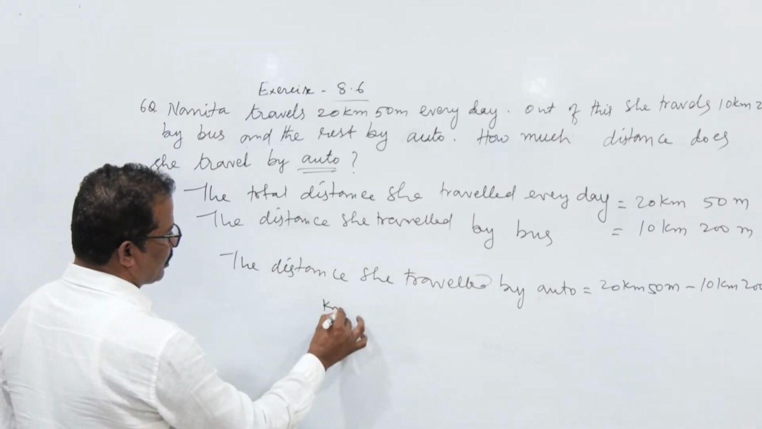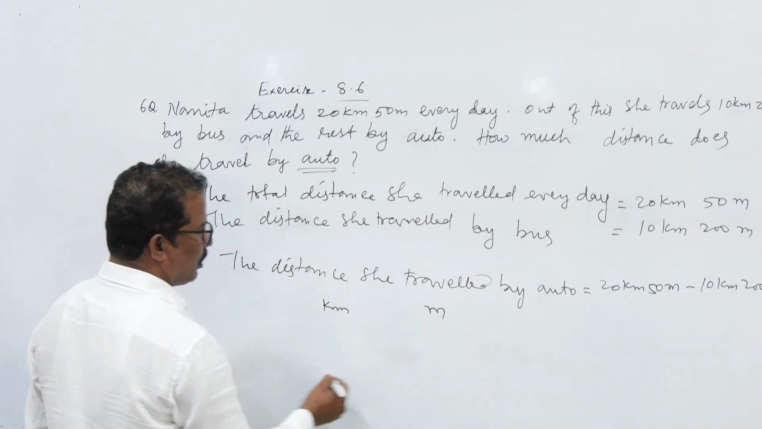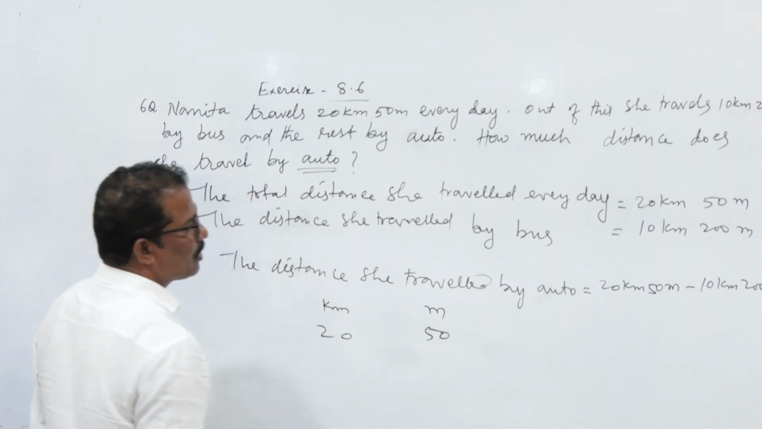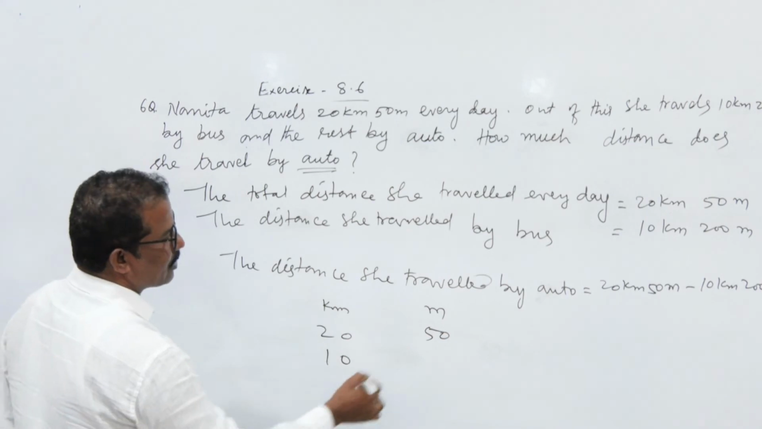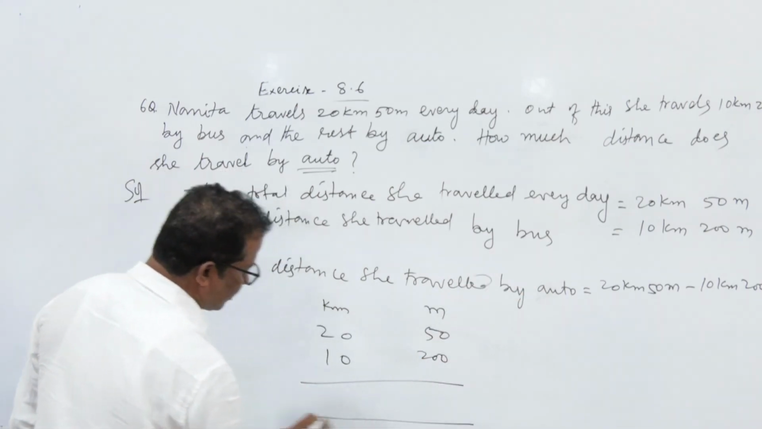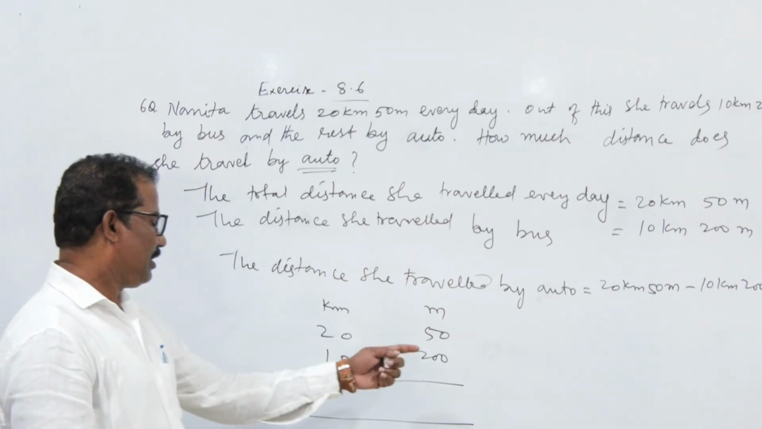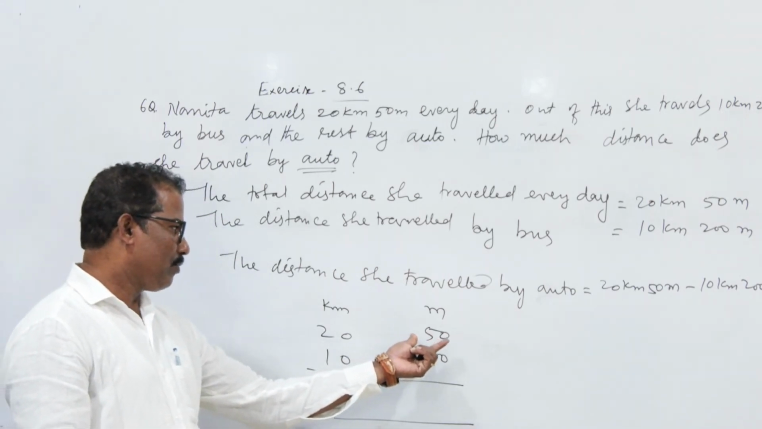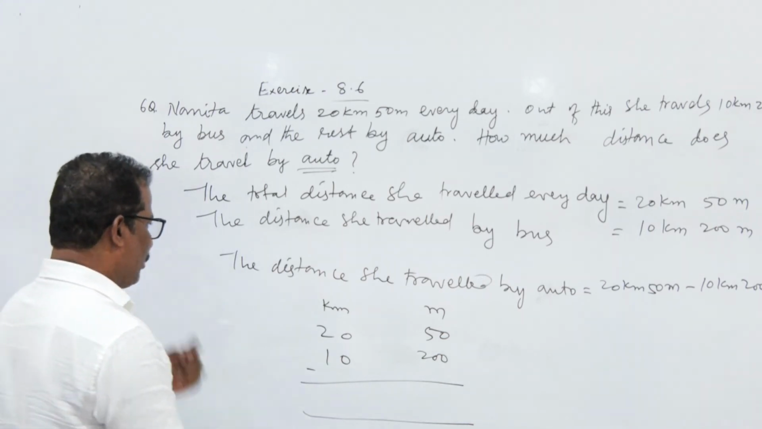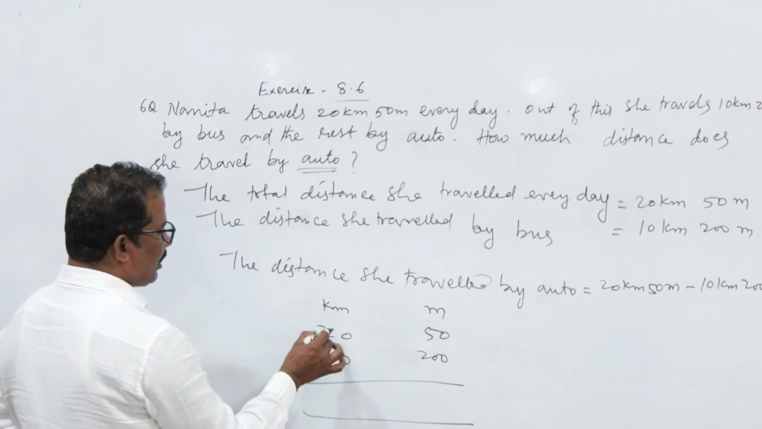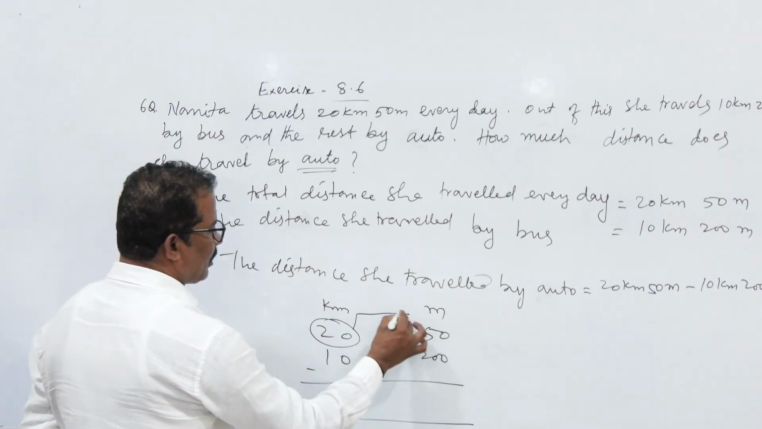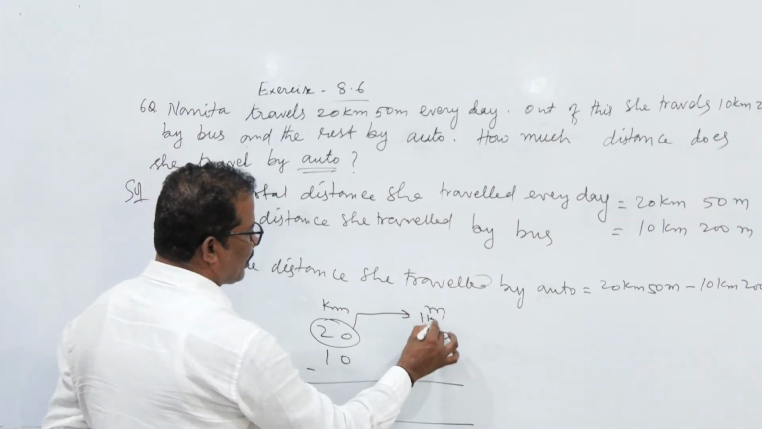So there are two units, kilometer unit and meter unit. First, 20 kilometer and 50 meter, and here 10 kilometer and 200 meter. So we have to do the subtraction here. It is not possible to subtract this 200 meter from 50 meter, so we have to borrow from the kilometer. If you borrow 1 kilometer from this 20 kilometer, 1 kilometer came here.